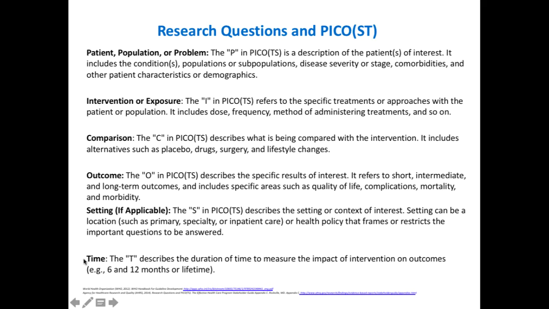T in PICOS stands for time. The time describes the duration of time to measure the impact of intervention on outcomes. Most studies can follow the patient's outcome for 6 to 12 months. But the perfect timing would be the lifetime, to include all the side effects and long-term effect of intervention on the patient.